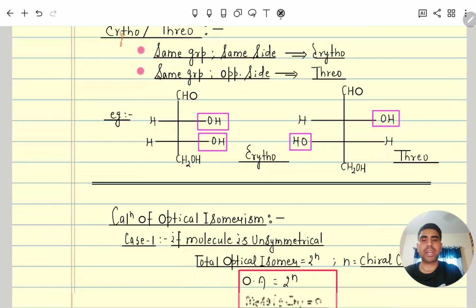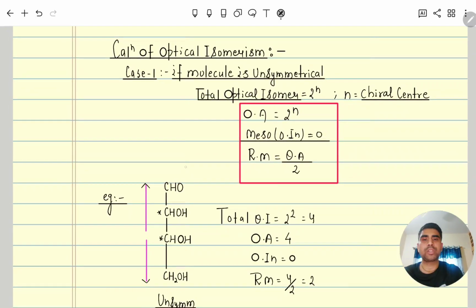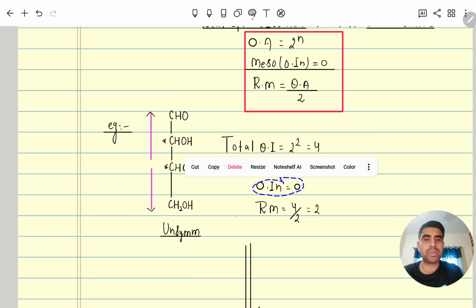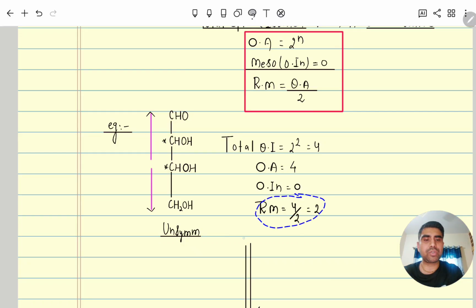Now the last topic, calculation of optical isomerism. If the molecule is unsymmetrical, the total number of isomers will always be 2 to the power n, where n is the number of chiral centers. So meso compounds will be 0, and racemic mixtures from this will be the optically active number divided by 2. Like here we can see the compound is unsymmetrical, no plane of symmetry is there, here CH2OH, here CHO. So total will be 2 to the 4. So optically active 4 structures, optically inactive meso will be 0, and racemic mixtures will be 2.